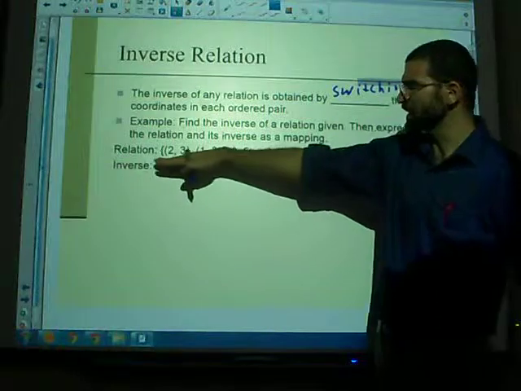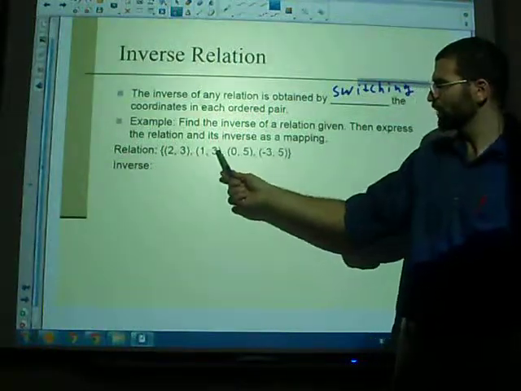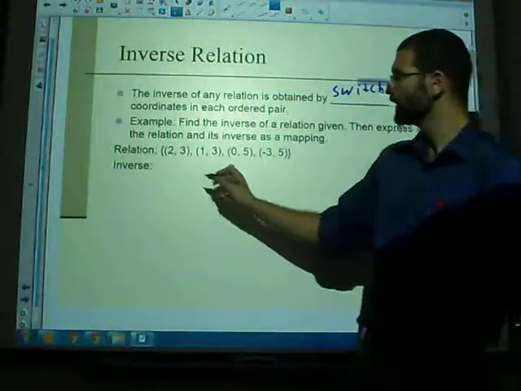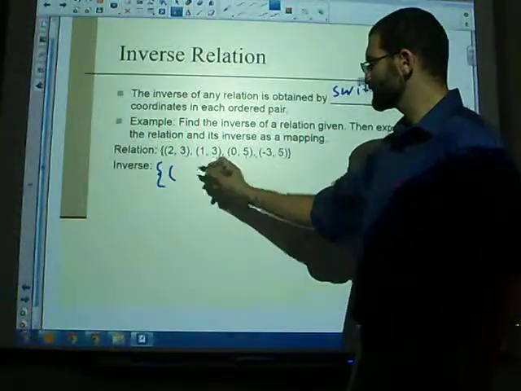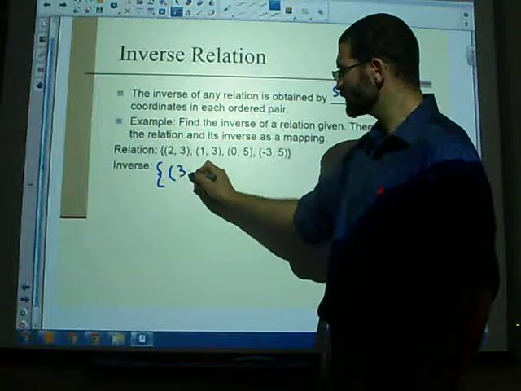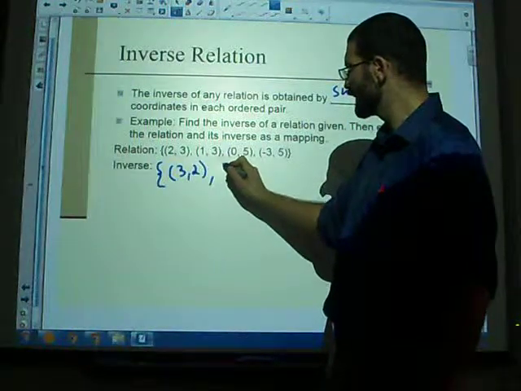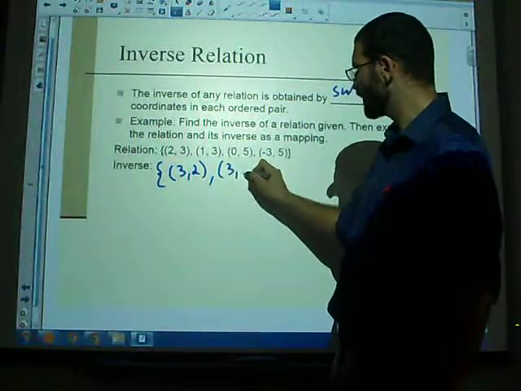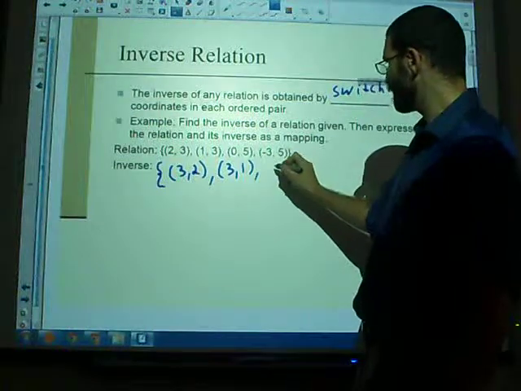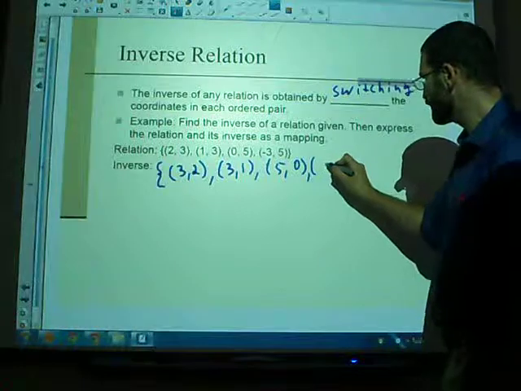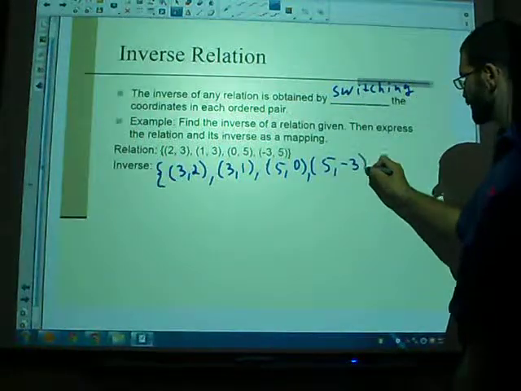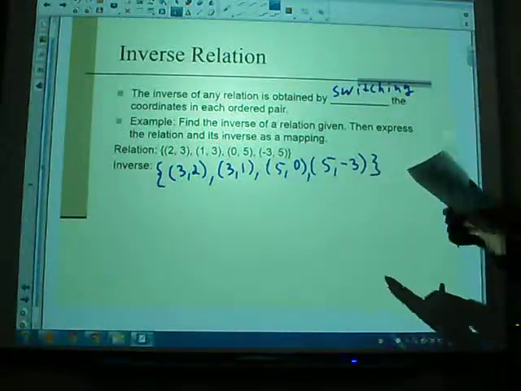For example, find the inverse of a relation given, then express the relation and its inverse as a mapping. So if this is the relation that we have, 2, 3, 1, 3, 0, 5, negative 3, 5, the inverse basically will be the switched coordinates. So instead of 2, 3, the inverse is 3, 2. Instead of 1, 3, it's going to be 3, 1. Instead of 0, 5, it's going to be 5, 0, and so on. So pretty simple, you just need to switch the coordinate places.